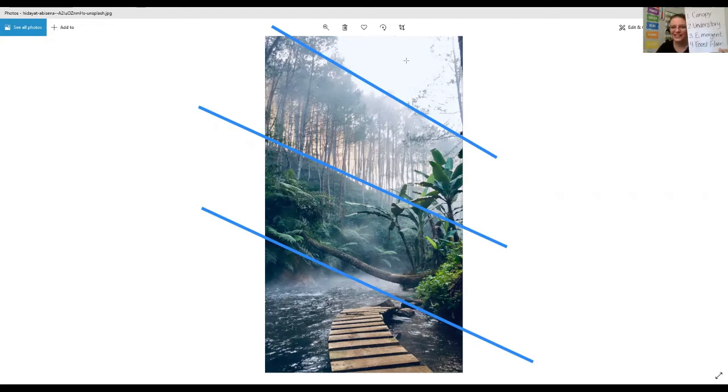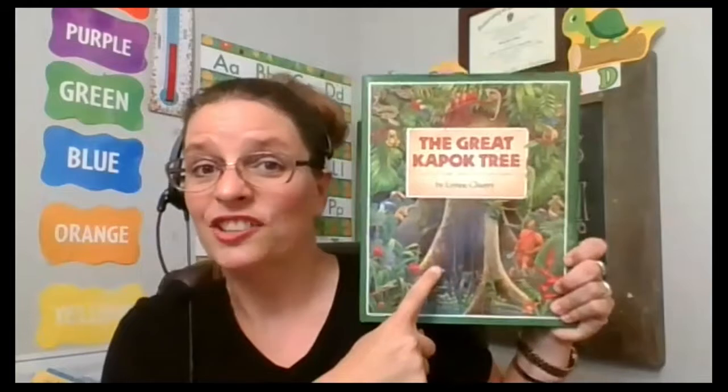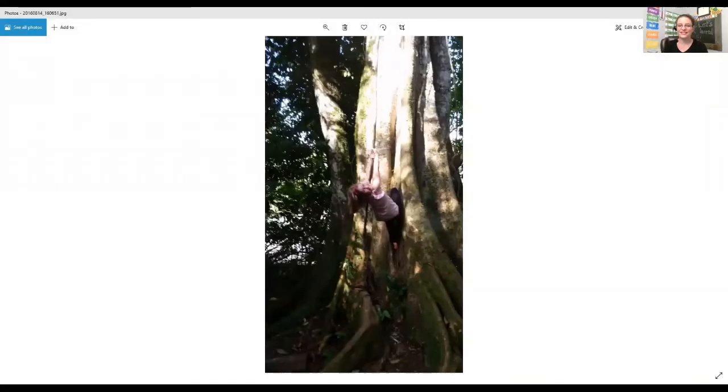Okay, guys, and one of the things that we're going to do to explore lots of the rainforest is use this book. And this book is called The Great Kapok Tree. Now, my family and I actually saw a real kapok tree. I'll show you a picture of my daughter on the kapok tree. And she was swinging from a vine that grew from the tree, just like Tarzan in the movies, right?